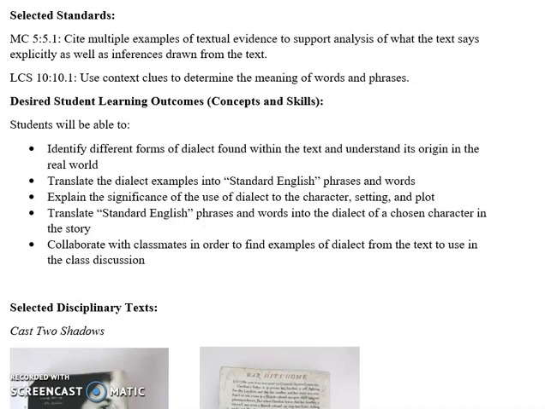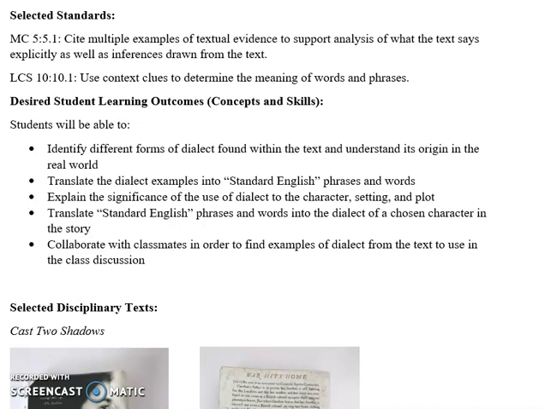And the outcomes that I wanted the students to get from this was I wanted them to be able to identify different forms of dialect found within this novel, and I wanted them to understand the origins in the real world and where these dialects came from and why they're in the text. And then I wanted them to be able to translate the dialect examples into the standard English that we speak.